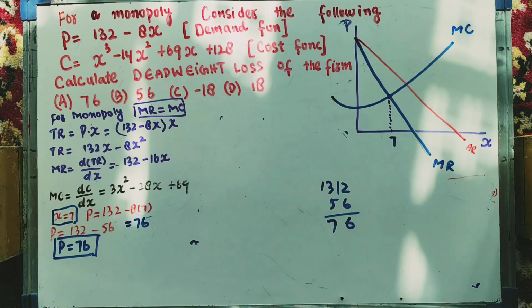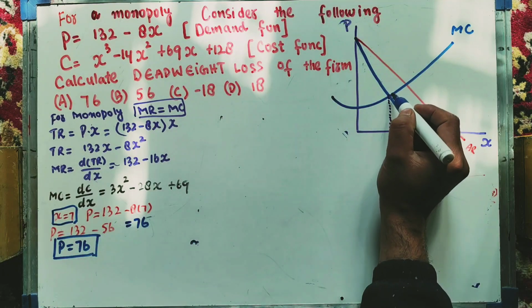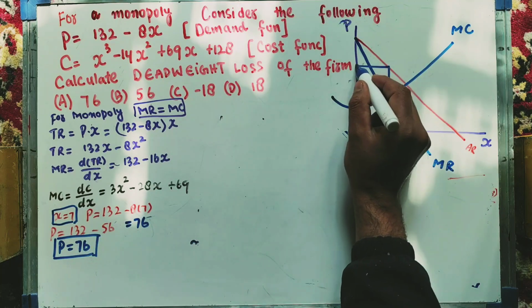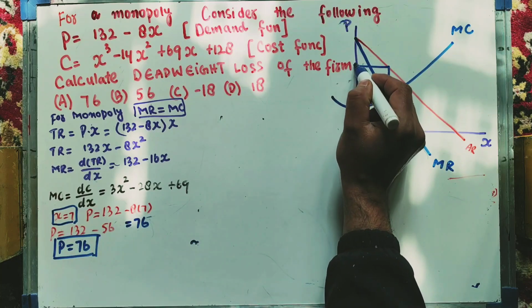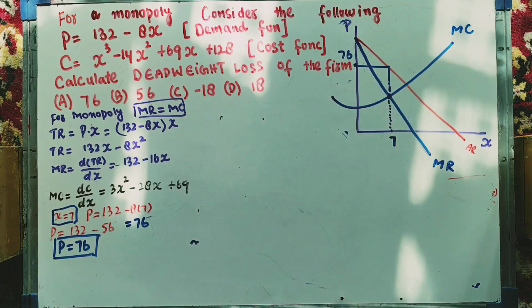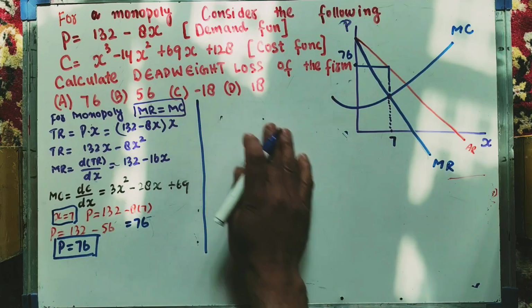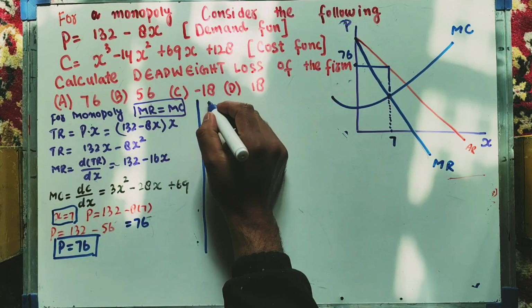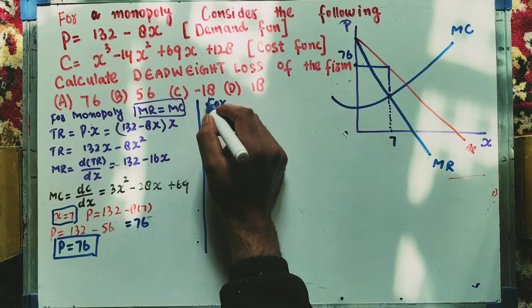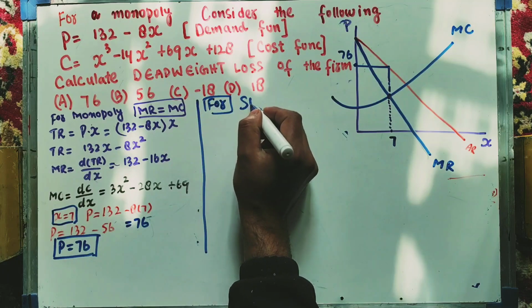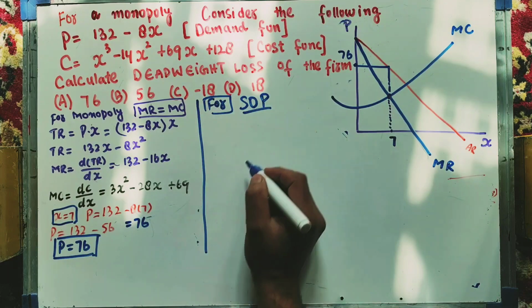So it is here, 76. Now we need to compare it with the socially optimal output, that is when we are producing. So for the socially optimal point, what should happen?